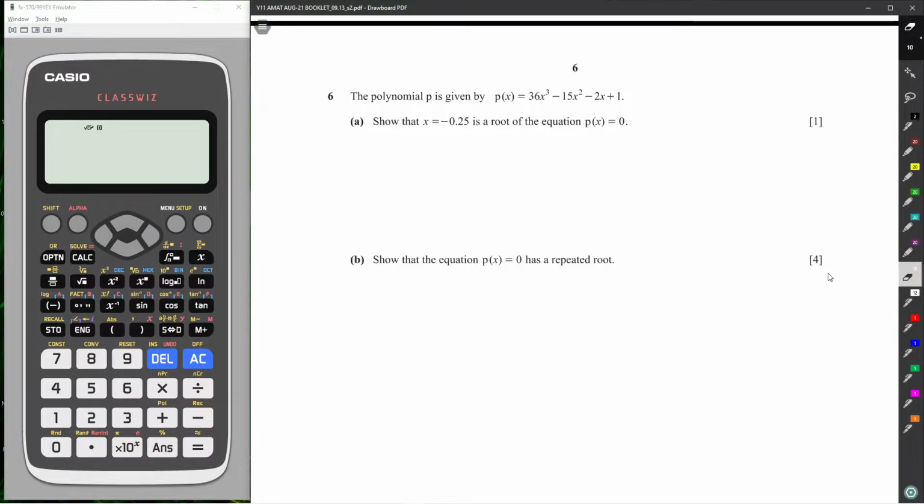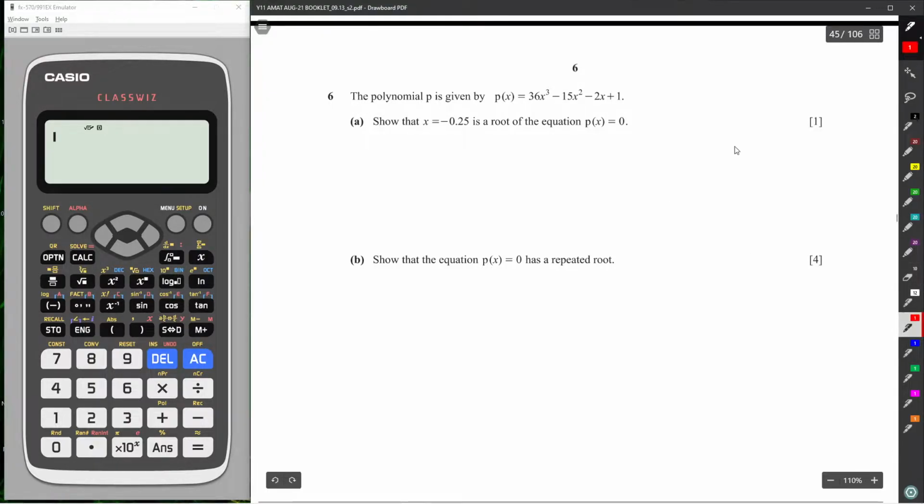So for this question, what we'll have to do is apply what you have learned in the factor theorem to solve for this. Because according to the factor theorem, if this is a root, then when I sub this value into my polynomial, it should give us the answer of 0. So let's prove it, because this question asks us to show it.